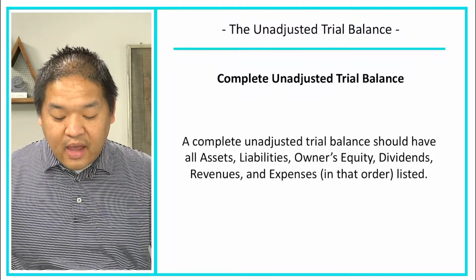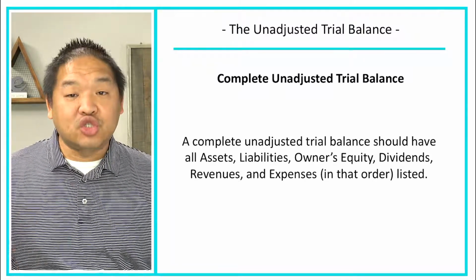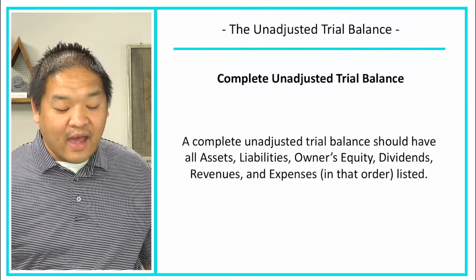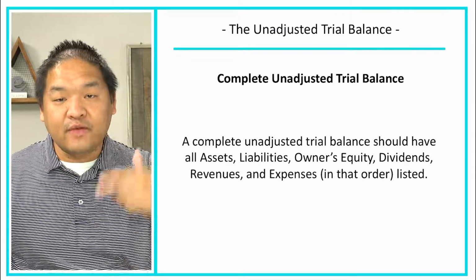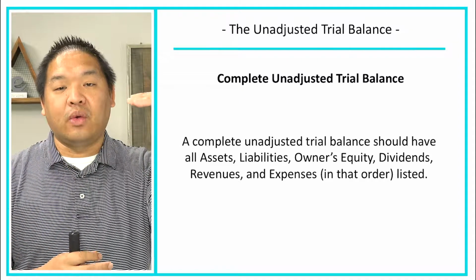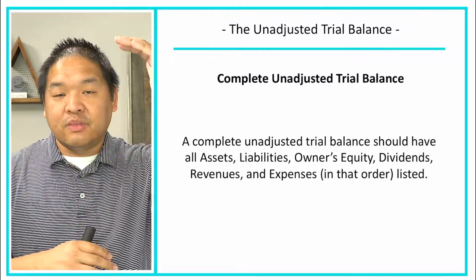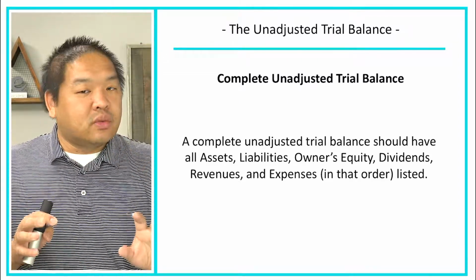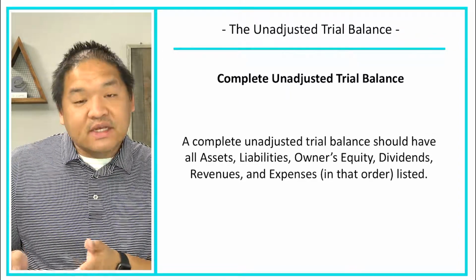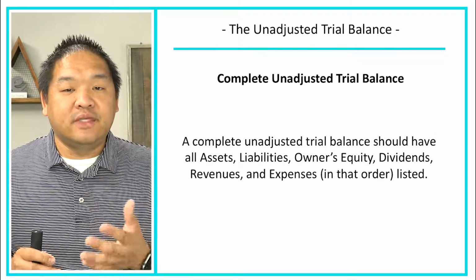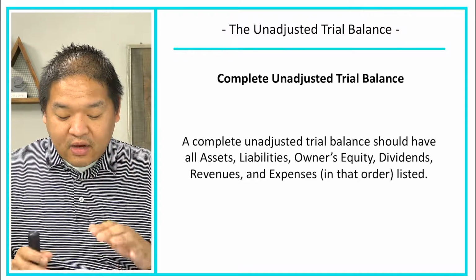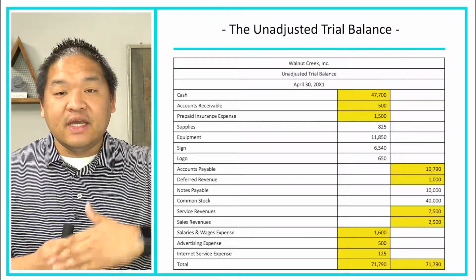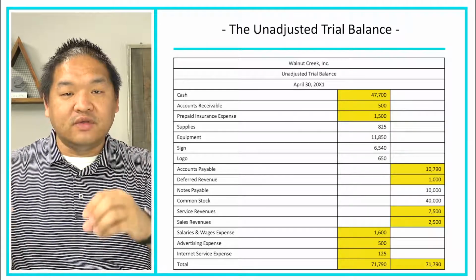Okay. Now, a complete unadjusted trial balance should have assets, liabilities, owner's equity, dividends, revenues, and expenses, and in that order. So it should have all of those components. Now, there are situations where we might not have things. So we might not have dividends per se because we didn't issue any dividends. That's okay if we don't have it. But if you notice our unadjusted trial balance in this section, it's much longer. Why? Because it has revenues and expenses.